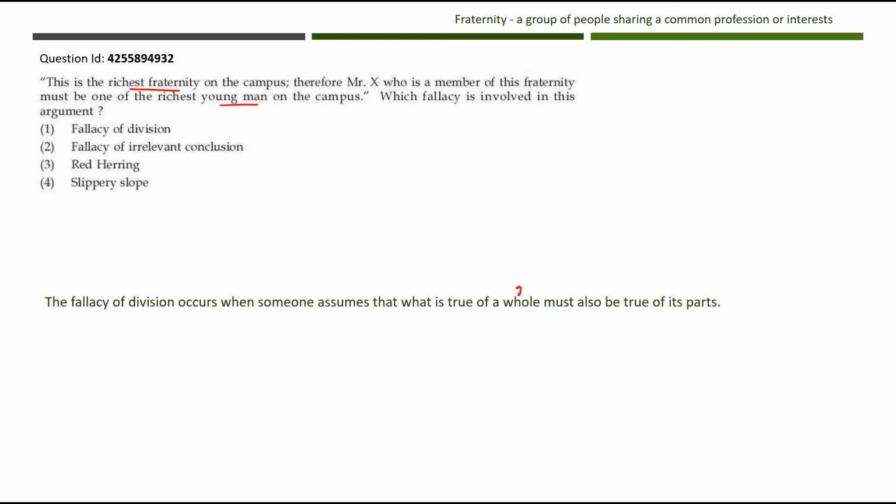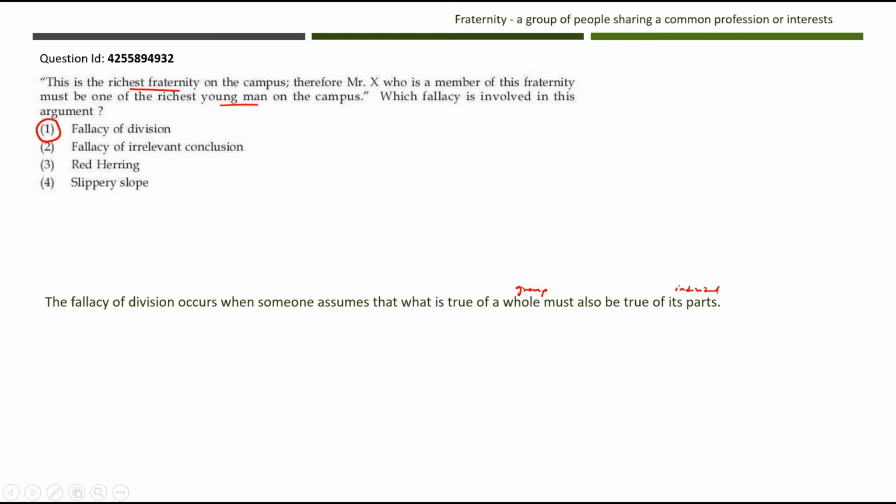What is true for a group must also be taken to be true for an individual. This is what is happening in the statement. Since we take the richest fraternity on the campus, they say that this person who is a member of the fraternity must also be rich. This is exactly the fallacy of division. Option number 1, fallacy of division will be the right answer.